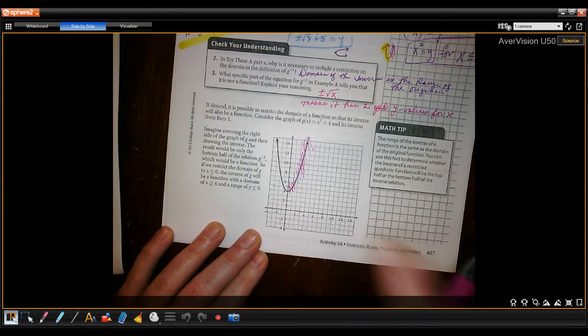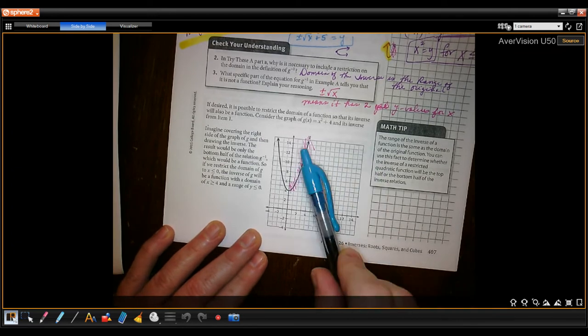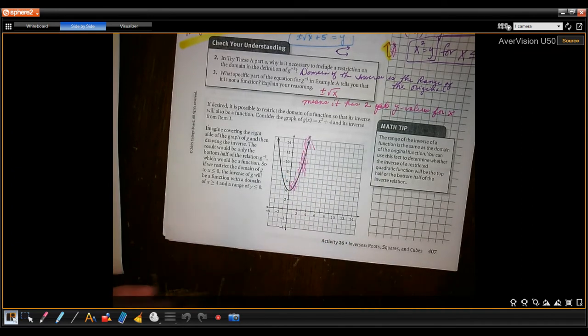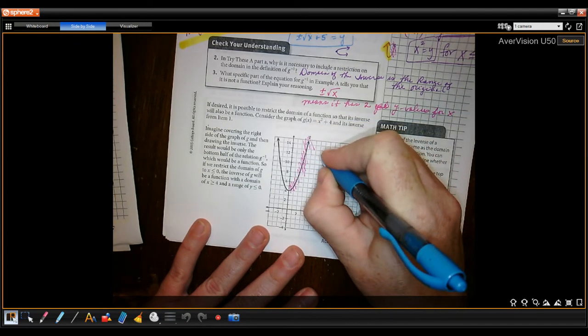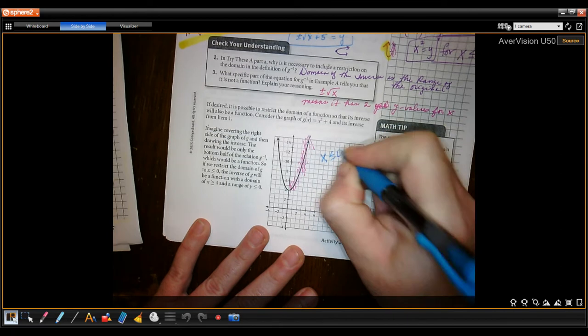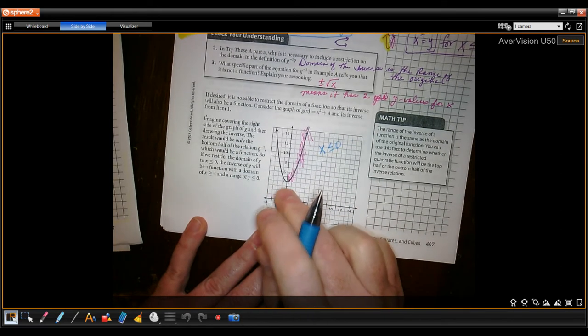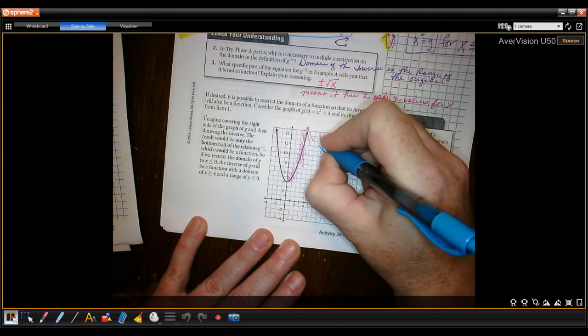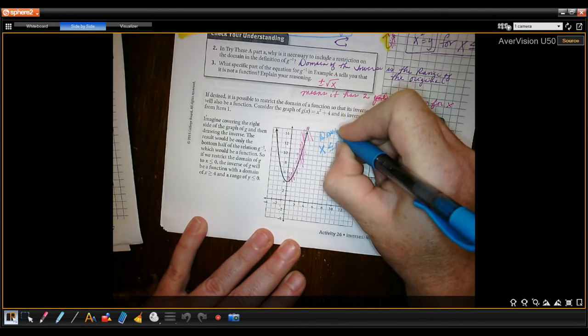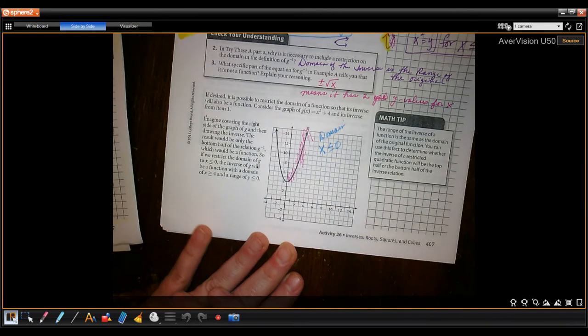Okay, so let's look at this one. It's saying, if you restrict, so here's a parabola, right? It's saying, hey, if I restrict this domain on this parabola, I'm going to say x is less than or equal to 0. So this is the original, and I'm saying I'm going to restrict the original. Well, if I restrict the original domain, will the inverse be a function?